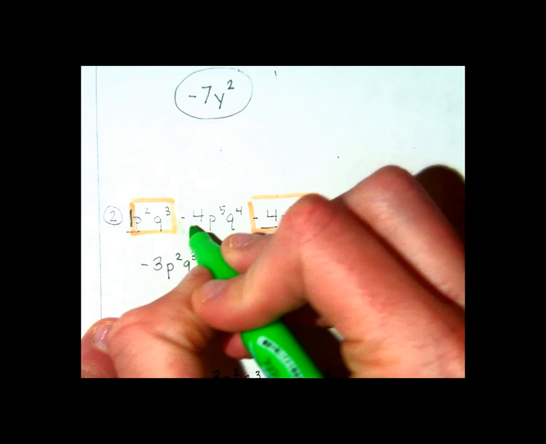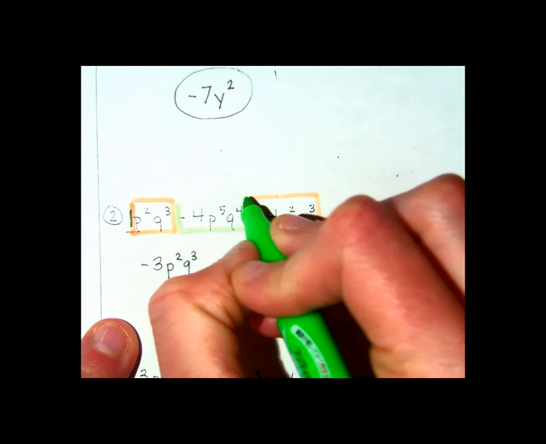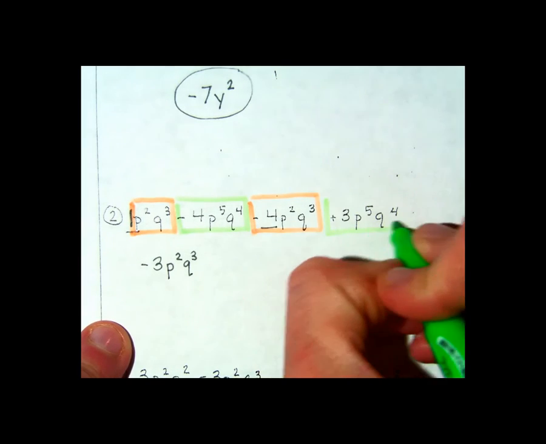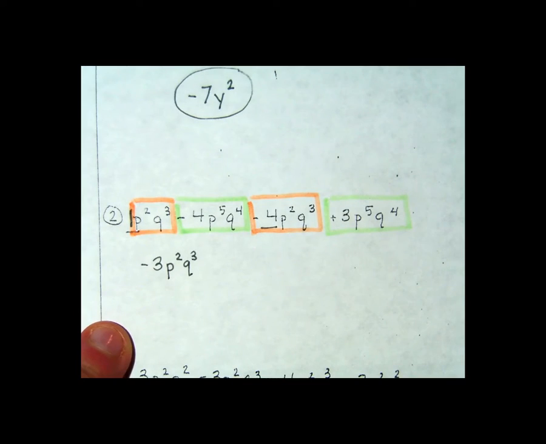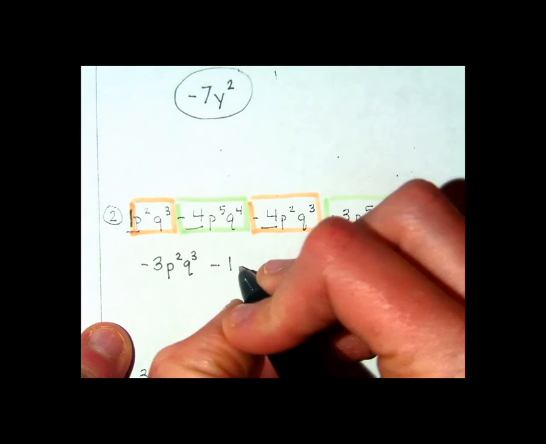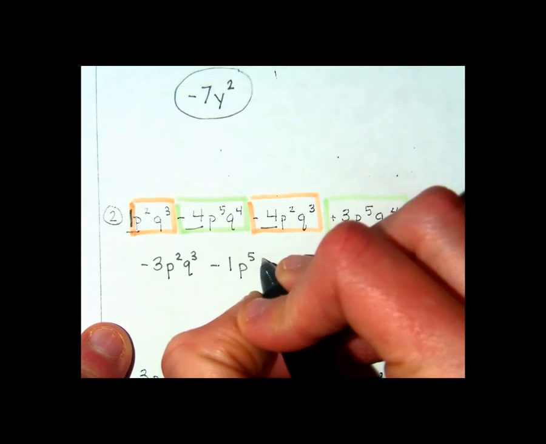Number 2. Negative 4 p to the fifth, q to the fourth. Are there any more p to the fifth, q to the fourth? Okay. To combine those, negative 4 plus 3. What's that? Negative 1. Do not change p to the fifth, q to the fourth.